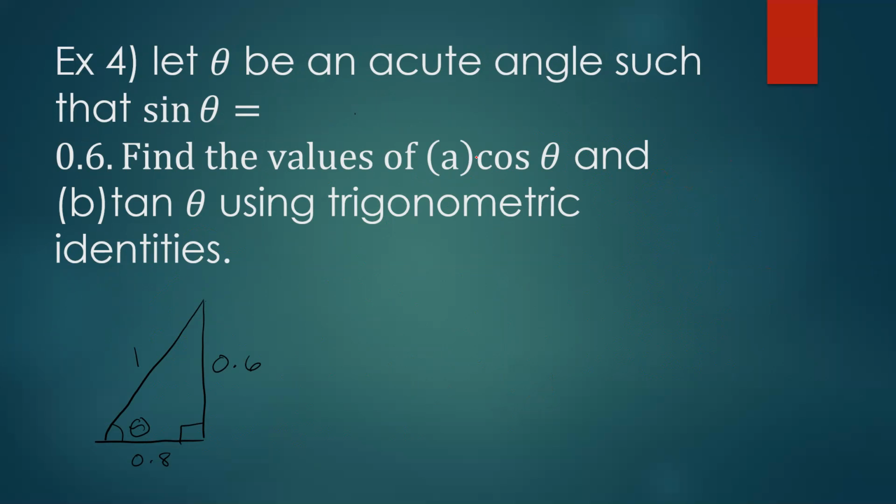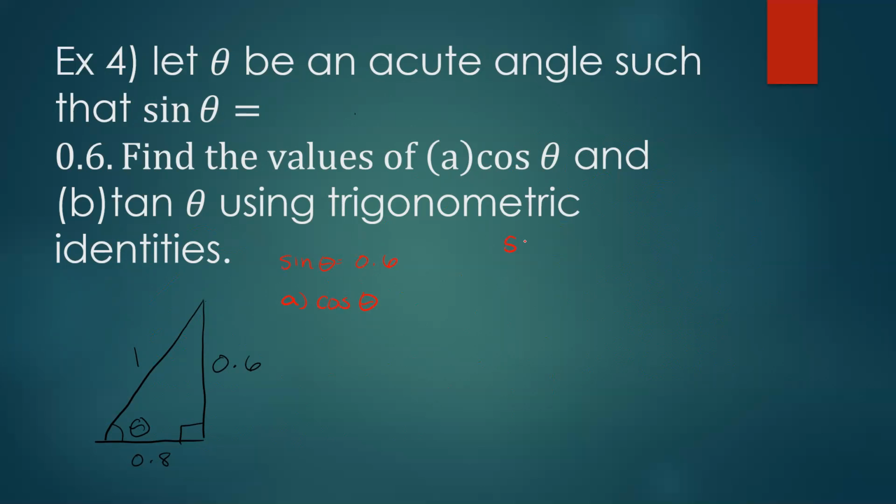So example 4 says, let theta be an acute angle such that sine of theta equals 0.6. So there's two parts. For part A, it says find cosine theta, and part B says find tangent theta using trigonometric functions. Okay, so what did they tell us? They give us a given. They said that sine of theta is 0.6, right? That was given. Now, on part A, we've got to find cosine of theta.